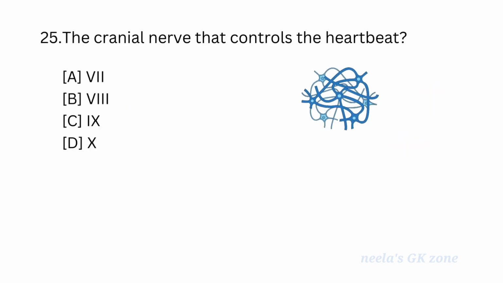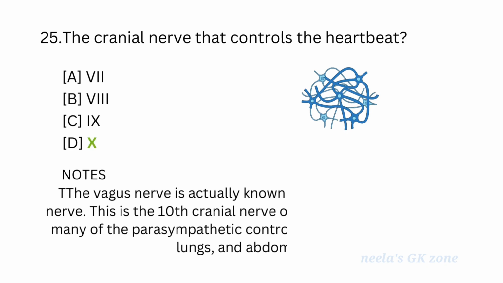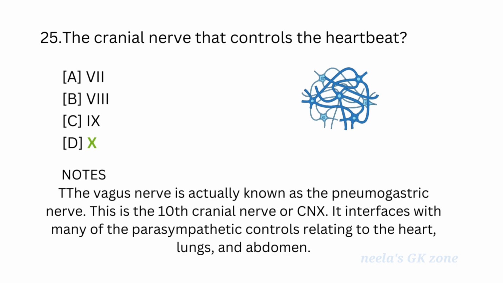The cranial nerve that controls the heartbeat. And the answer is 10. The vagus nerve is actually known as the pneumogastric nerve. This is the 10th cranial nerve or CN X. It interfaces with many of our parasympathetic controls relating to the heart, lungs and the abdomen.